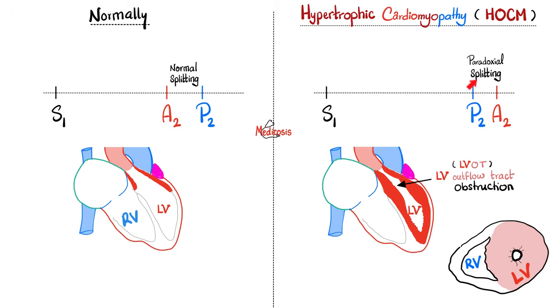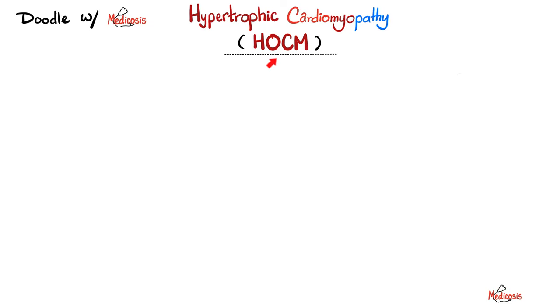Is this splitting? Yes. Is this normal? No, it's the exact opposite of normal. It's the antithesis of normal. So it's called paradoxical splitting. If you really want to understand HOCM, bring a piece of paper, a red pen and a blue pen, and let's doodle together.